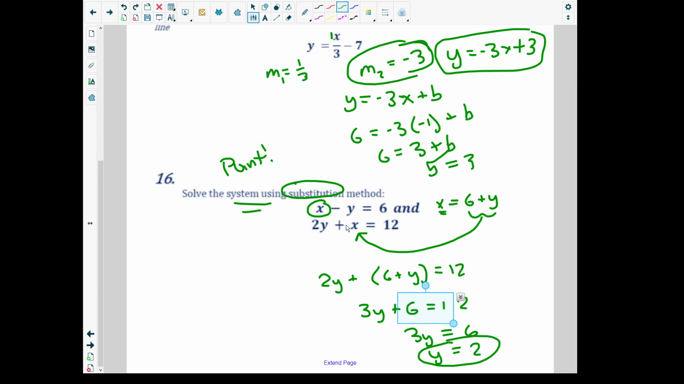So I need to plug that into the original equation here. So if I go, actually, I'm going to plug it in right here. This version of the equation is the same thing. 6 plus 2 is 8. It just made my life so much easier. So x is 8 and y is 2. So that's the solution. Remember to plug that y or x, whatever you solve for, back into the original equation.